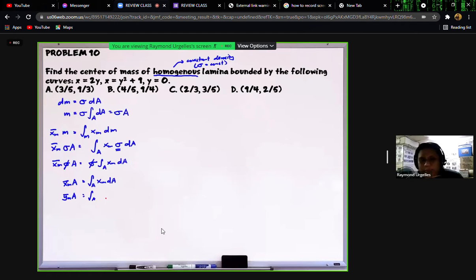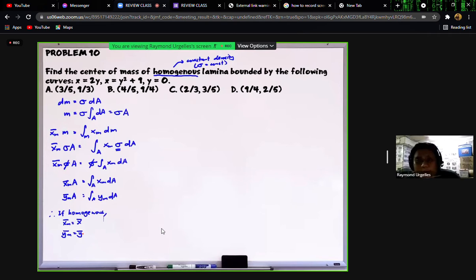If we do that for the y-coordinate, the same result should come out, because the composition for the x-coordinate and the y-coordinate is the same. So therefore, we can assume that if it is homogeneous, so this lamina is homogeneous, then our x sub m bar is just equal to x bar, and our y sub m bar is just equal to y bar.